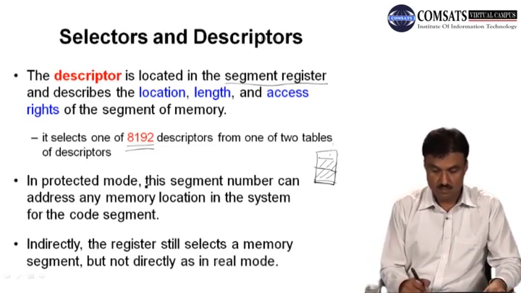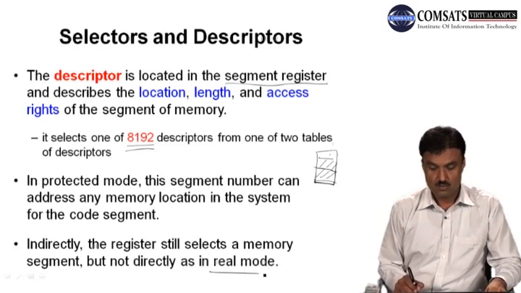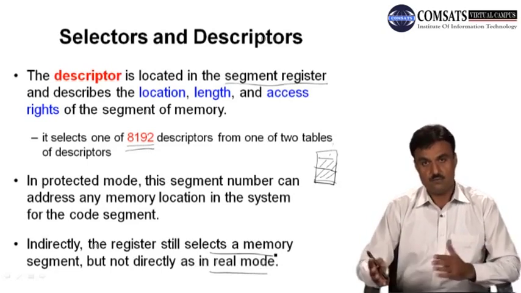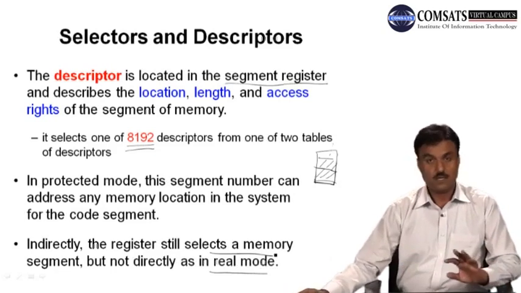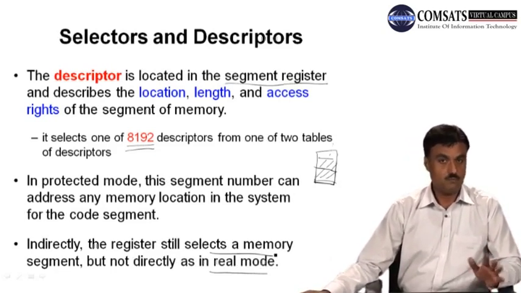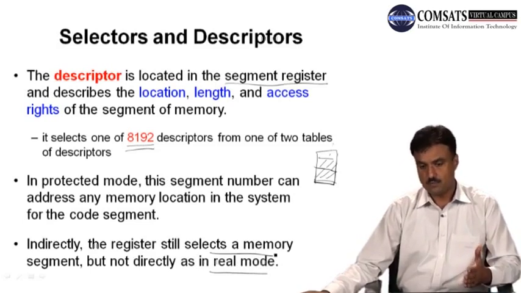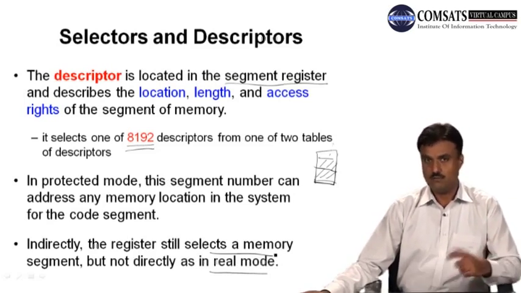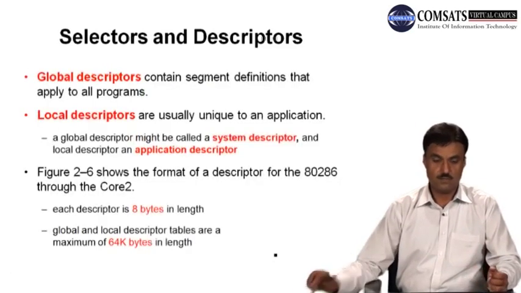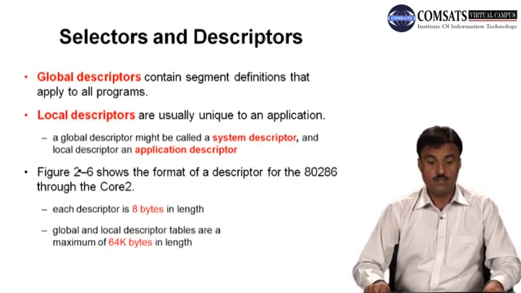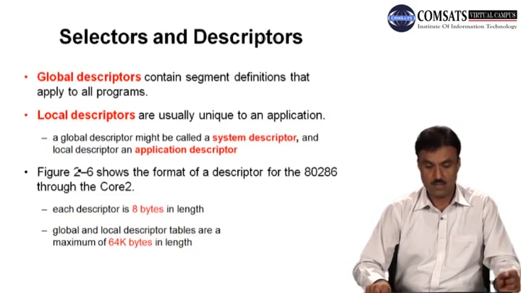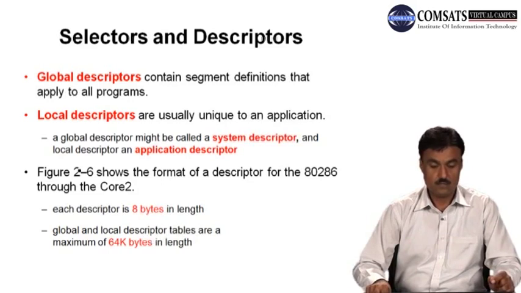So the register still selects a memory segment, but not directly as in real mode. So there is another way. The mode is different, and how we calculate the address from where we want to access the memory location is different, otherwise the purpose is the same. In the previous real mode, we just added segment plus offset, but here we use a different method to calculate the address. We will also discuss selectors and descriptors in more detail in the coming slides, one or two slides.